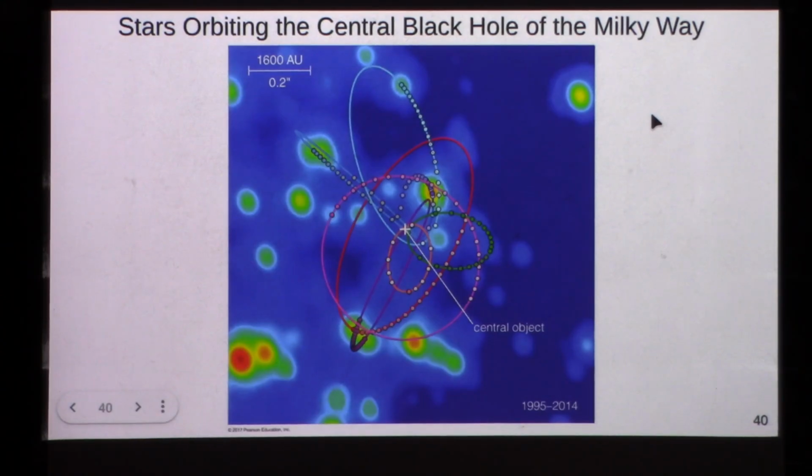And furthermore, they were able to show that once you get very close to it, their orbits differ from Newtonian orbits in the way that is predicted by the Schwarzschild metric. Orbits are a bit different in the Schwarzschild metric, and they were able to show that.